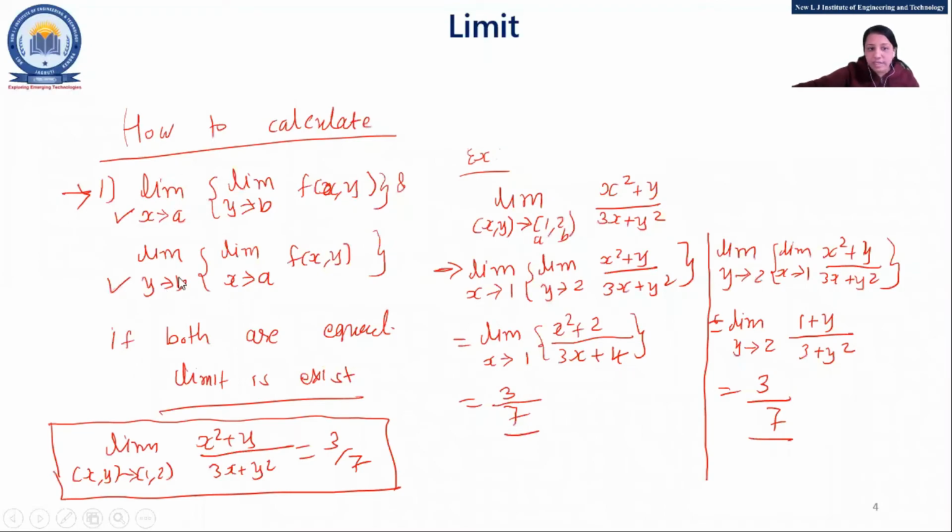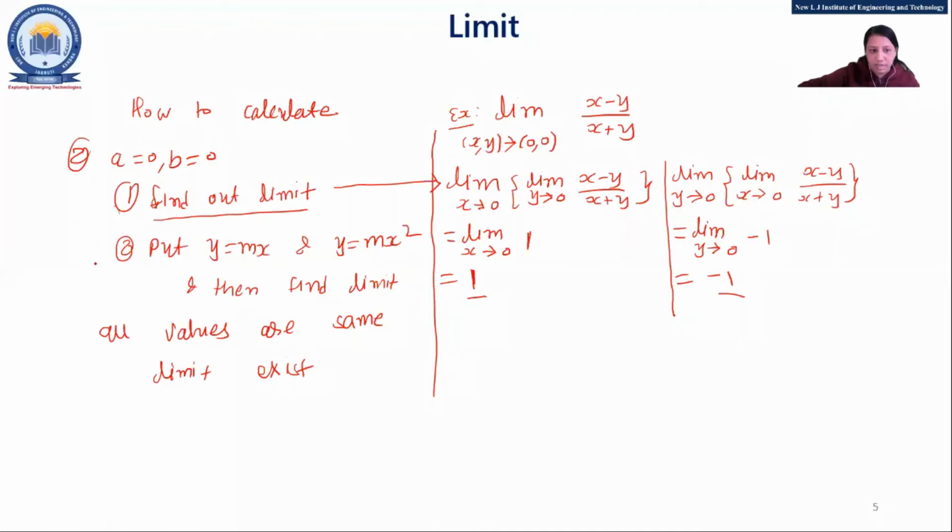See, if you are calculating using first rule, if both are equal, then limit exists. But if they are not equal, that means the limit does not exist. So don't go for the second rule. If limit does not exist in the first case, then don't move to the second case. No need to go for the second to check y equal to mx. In first step only you will get your answer.